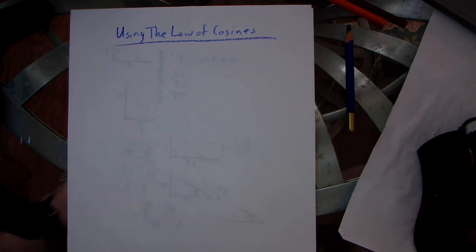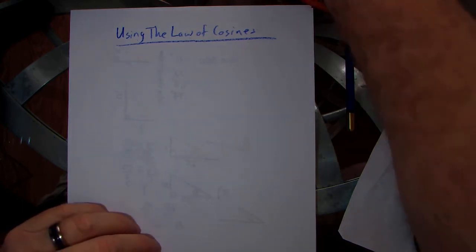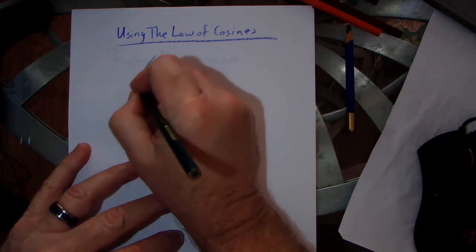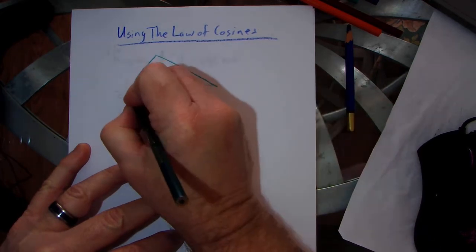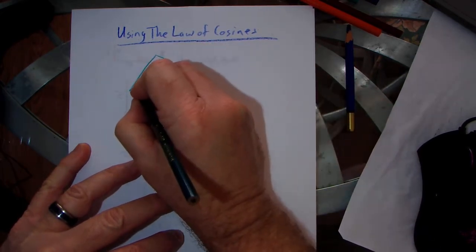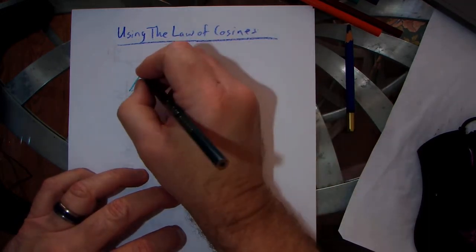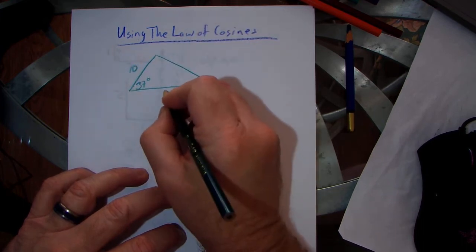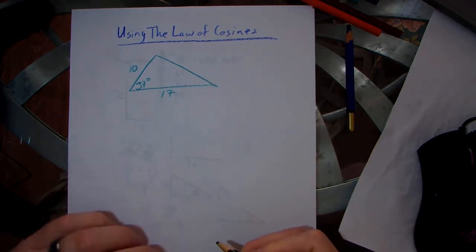All right, so we're going to talk today about actually using the law of cosines. Now, the law of cosines comes up as really helpful, especially when you have side, side, side, or side, angle, side in a triangle. So if we have a triangle, and we happen to know that this angle is, and I'm going to just make up some numbers, 37 degrees, and we know that this side is 10 units, and this side we'll say is 17 units.